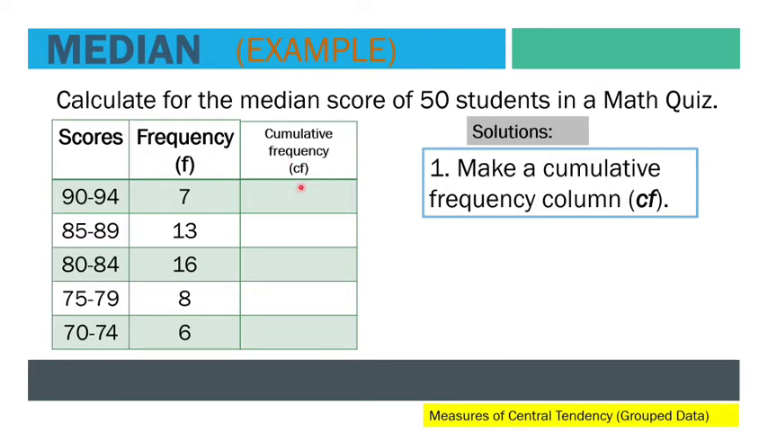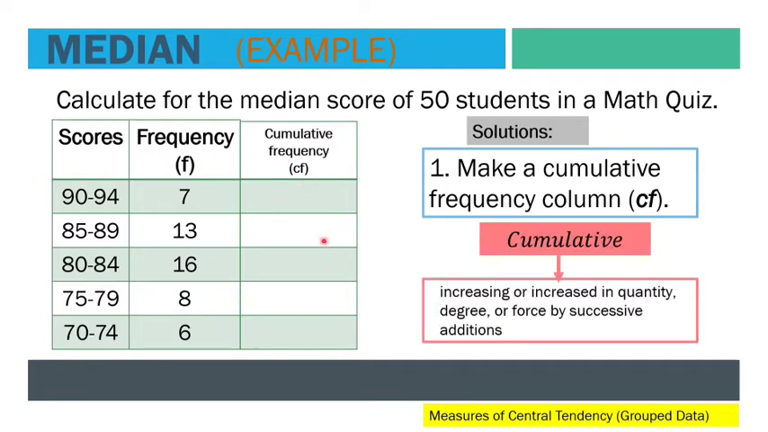When we say cumulative, that pertains to increasing or increased in quantity, degree, or force by successive addition. So basically, we are going to add the frequencies here successively. What do we mean by that? First, we have to use the bottom number. We start from the number 6. That will be the first entry for our cumulative frequency column, 6.